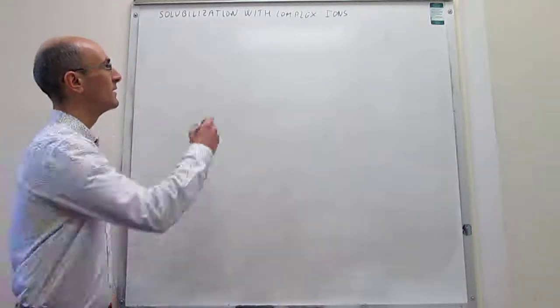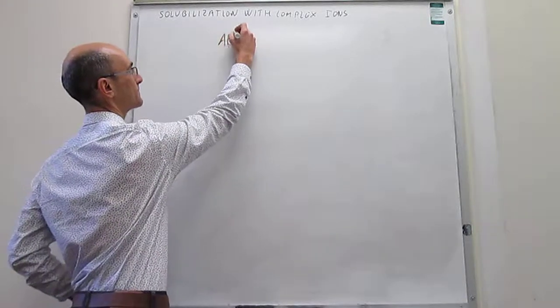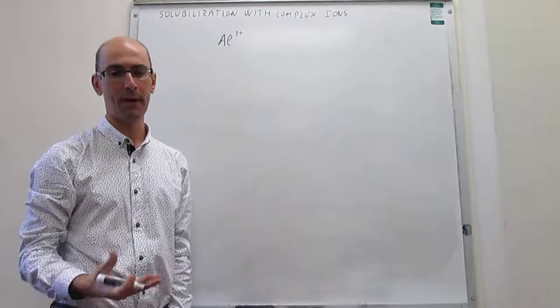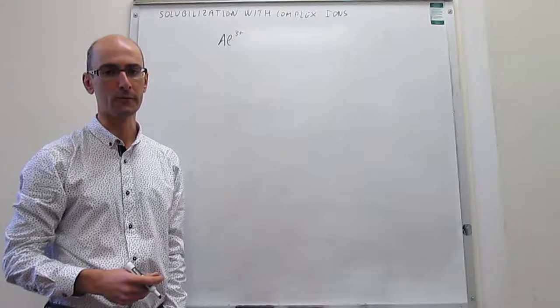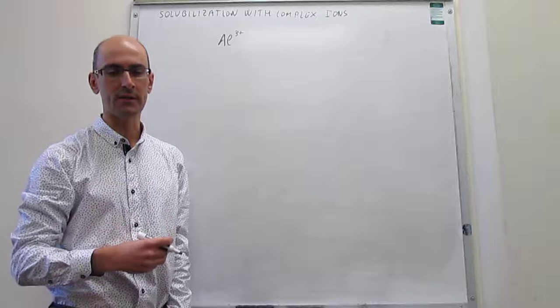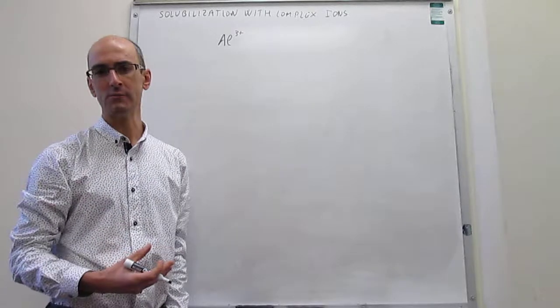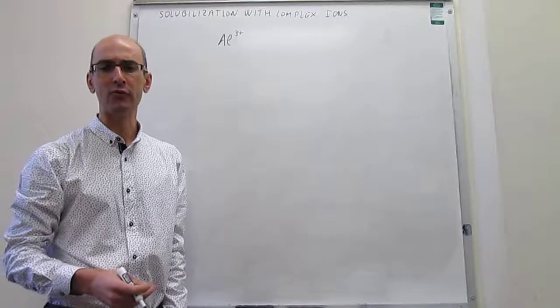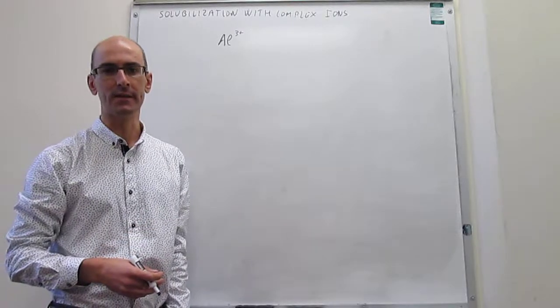So for example, aluminum 3+ has a great tendency to accept pairs of electrons from nearby molecules. A substance that has that tendency to accept electrons or pairs of electrons is what we call a Lewis acid. So what type of molecules can donate electrons to these metal centers?